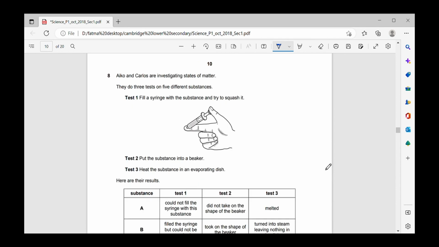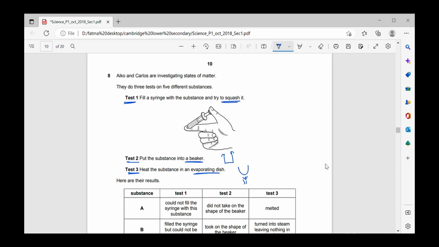Question 8. Aiko and Carlos are investigating states of matter. They do 3 tests on 5 different substances. Test 1, fill a syringe with the substance and try to squash it. Test 2, put the substance into a beaker. Test 3, heat the substance in an evaporating dish.